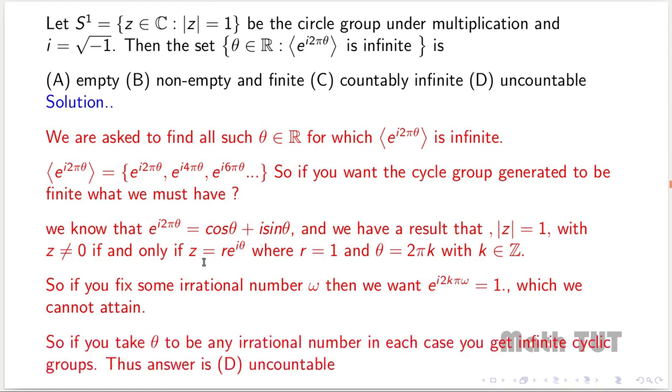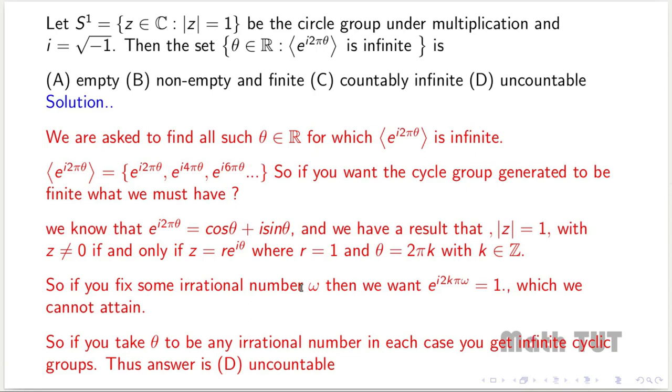z equal to r e raised to i theta, where mod z is equal to 1, then what you must have is that this quantity 2 pi k omega should be of the form 2 pi k, where k belongs to Z. So 2 into pi, and we have k omega, and you cannot make that an integer if omega is an irrational number. So you cannot attain this property in this set if you choose your theta to be an irrational number.